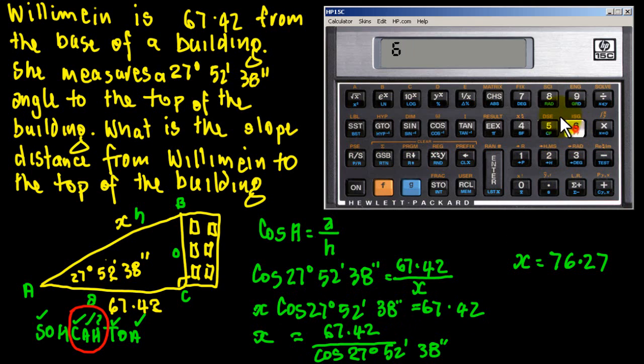All right, 67.42, and we just push that enter. That just puts it up into the y register, and then we go 27.5238. Convert that to degrees and decimals, or to hours, and then we take the cosine of that and we divide, and we get 76.2711, which we show our answer to two decimal places, 76.27.